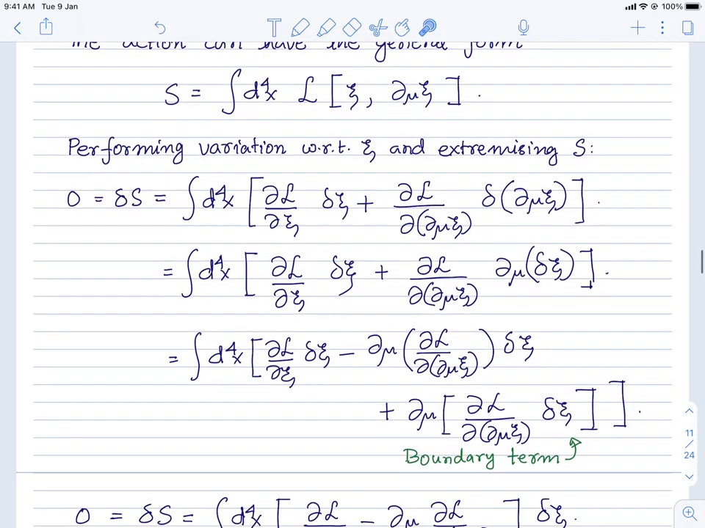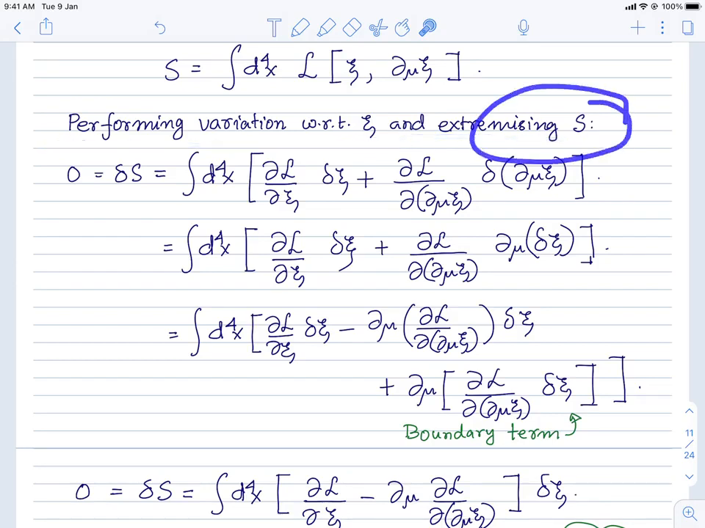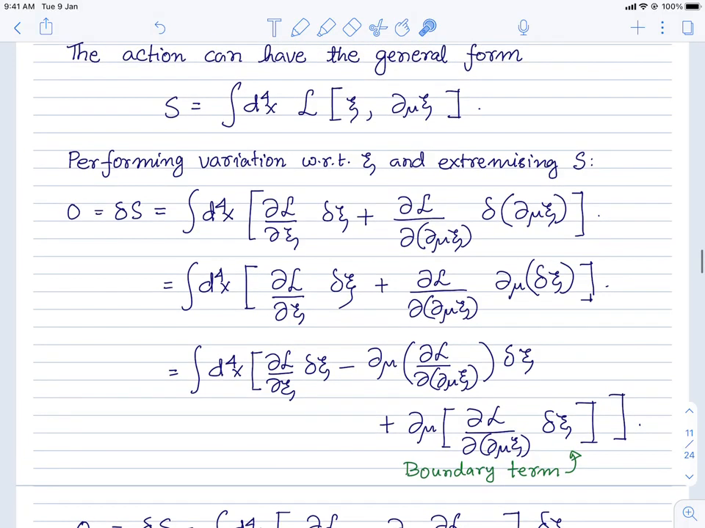So if I now perform the variation with respect to xi and extremize S, I'll set the variation to 0. As you can see, L can be a function of xi, so the variation can hit the xi's here. Therefore I take the derivative of L with respect to xi times the variation of xi. It's just the way you perform differentiation. Think of this as a function of xi and the derivatives of xi. Then you take the differentiation of the Lagrangian density with respect to the derivative of xi, and then you have a variation of the derivatives of xi.